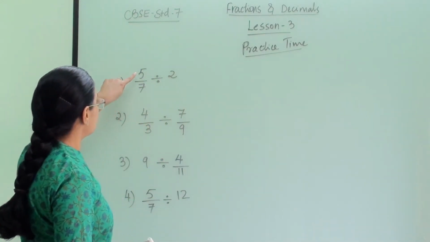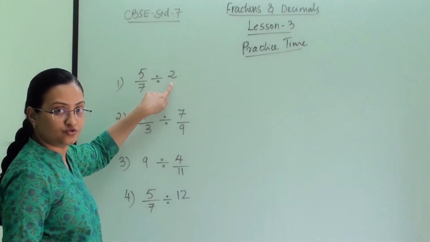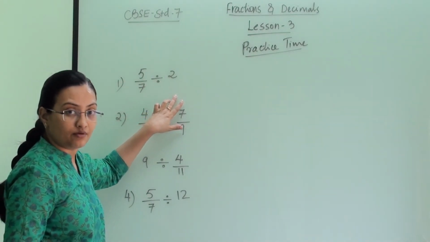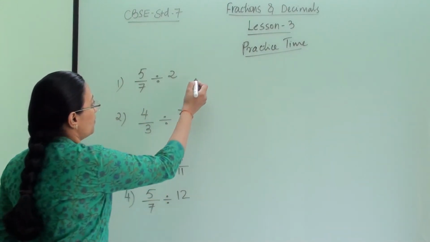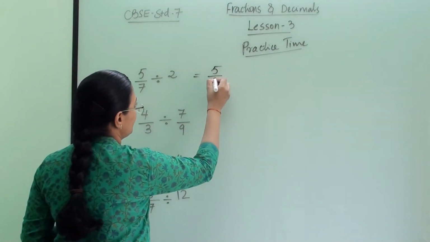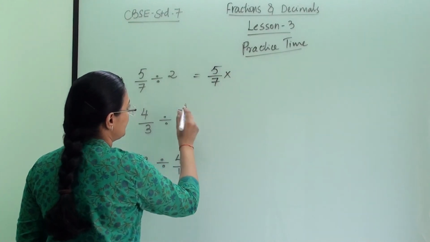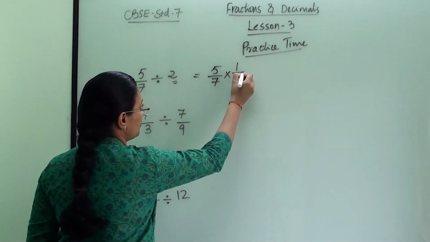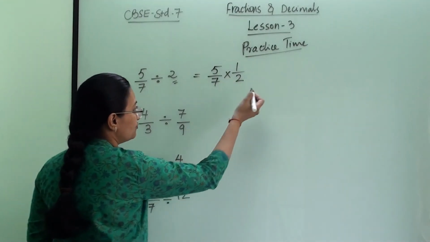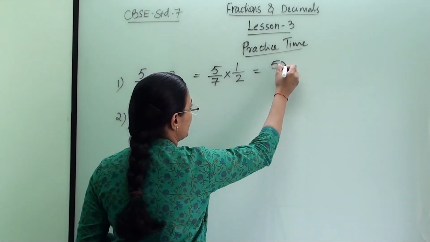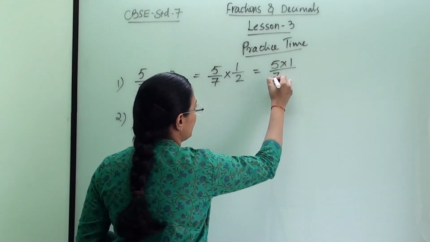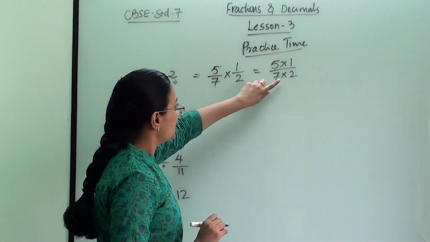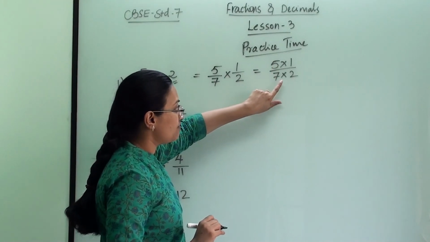So first is 5 by 7 divided by 2. So this is a fraction divided by a whole number. So here what we will do, 5 by 7 will remain as it is. We will multiply this and we will take the reciprocal of 2. So the reciprocal of 2 is 1 by 2, followed by simple multiplication. So 5 into 1 divided by 7 into 2. So here we are getting 5 divided by 14.